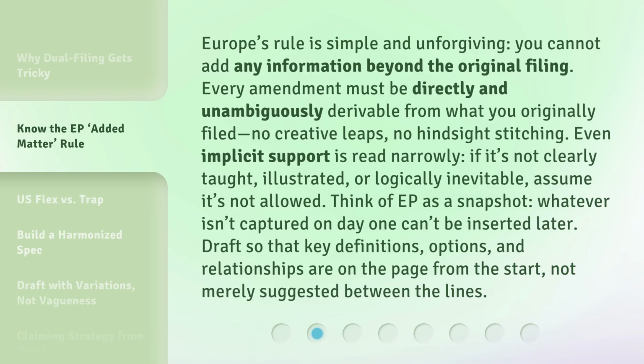Think of EP as a snapshot. Whatever isn't captured on day one can't be inserted later. Draft so that key definitions, options, and relationships are on the page from the start, not merely suggested between the lines.